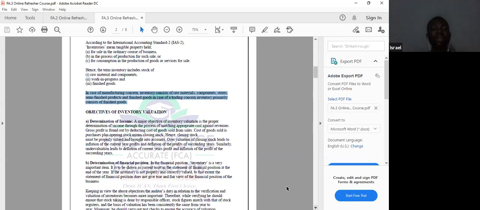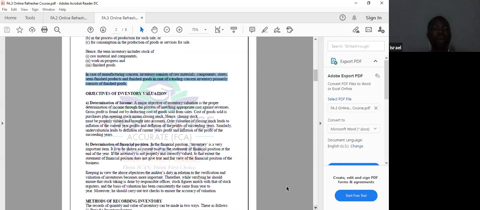Now, what are the objectives? What is the purpose of evaluating inventory? Why are we monetizing inventory? Why are we attaching value to inventory? Number one is the determination of what? Of income. Determination of income is one of the major dimensions.